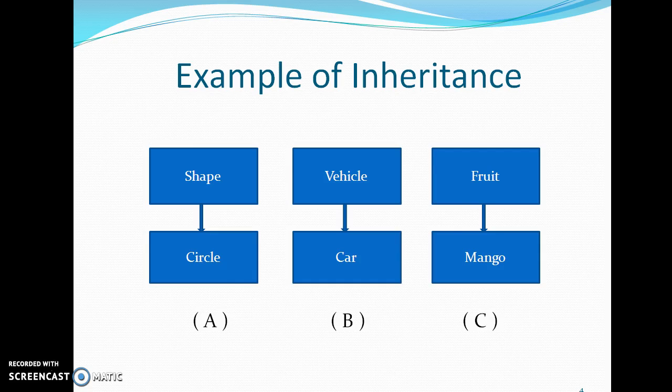So let us see some examples of inheritance. In the first example you can see the shape class, which is acting as a base class, and the circle class, which is immediately derived from that shape class. In the second example, vehicle is there and the car class is derived from it. In the last example, the fruit class is acting as a base class and we derived the mango class from the fruit class. Whatever classes we derived, all of those are inheriting the properties of their base class respectively. So these are the examples of inheritance which I gave for better understanding.